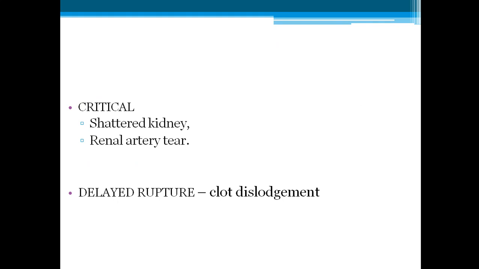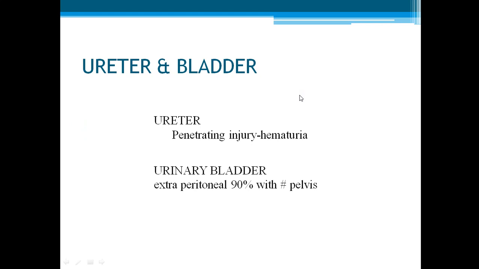A critical injury means the kidney is shattered and the pedicle, the renal artery, is torn. And delayed rupture may lead to a clot dislodgement. That is maybe the reason for delayed rupture of kidneys. Ureter and urinary bladder. Again, penetrating injury is the common cause, leading to hematuria. And in the urinary bladder, most often it is rupture extraperitoneally associated with fracture of the pelvis.